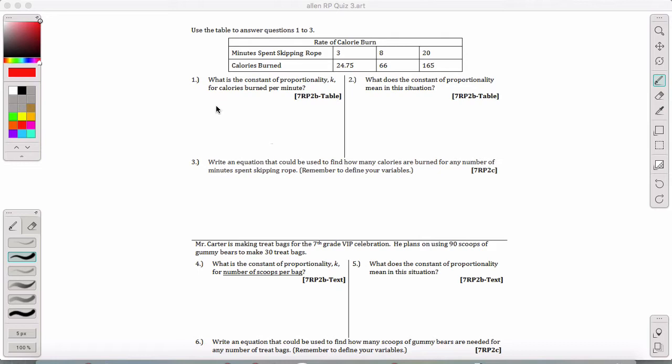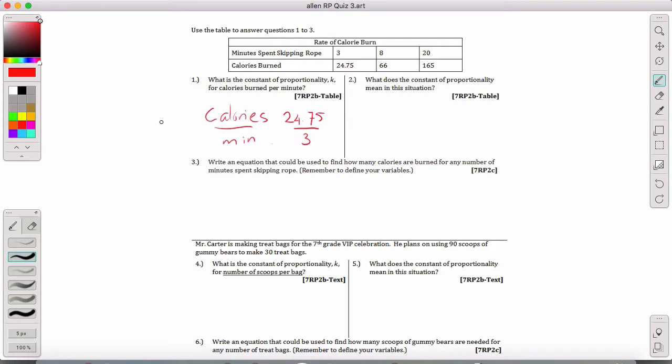Question number 1. What is the constant of proportionality K for calories burned per minute? First I'm going to set up my ratio in words. Per minute. The information given is 24.75 calories for 3 minutes.